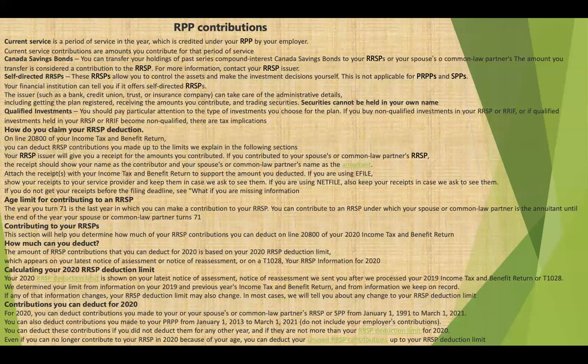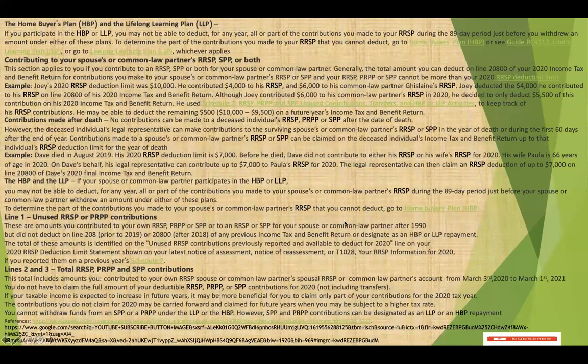Contribution you can deduct for 2020: you can deduct the contributions you made to your own or your spouse's RRSP. The Home Buyers' Plan and the Lifelong Learning Plan. If you participate in the Home Buyers' Plan, HBP, or the Lifelong Learning Plan, LLP, you may be able to deduct for that year the part of the contribution you made to your RRSP during the 89 days before you withdrew an amount under this plan.